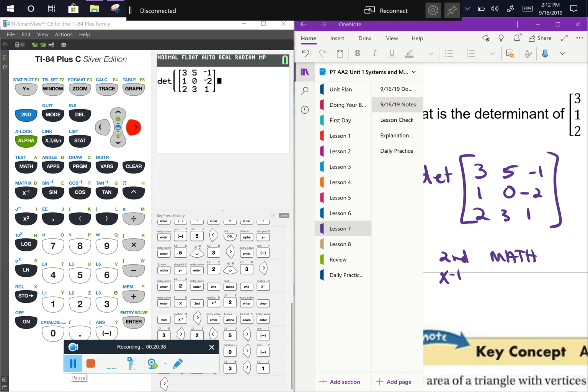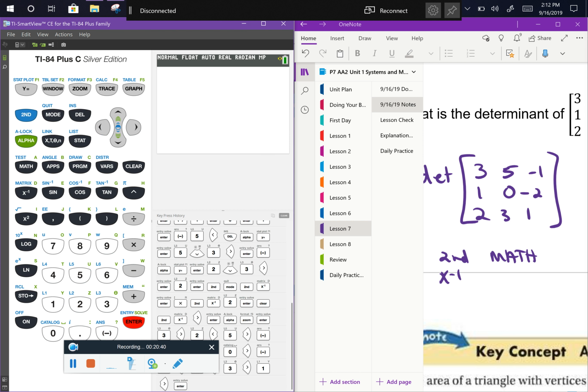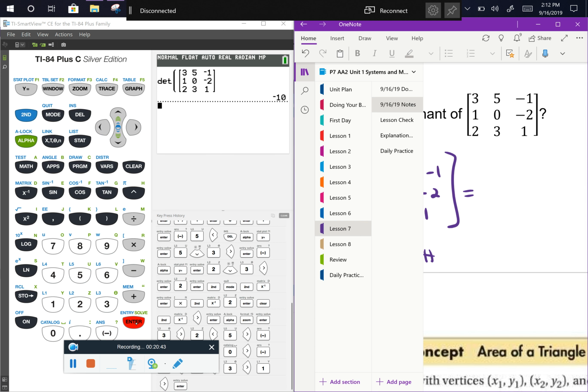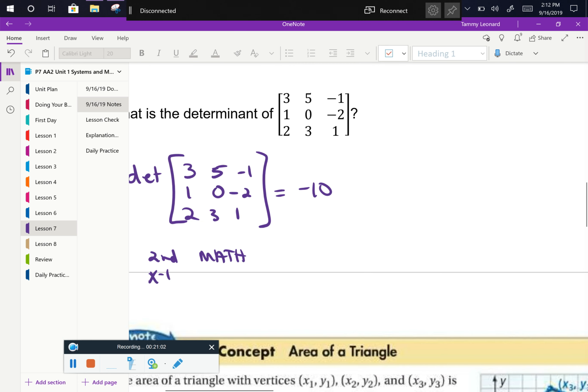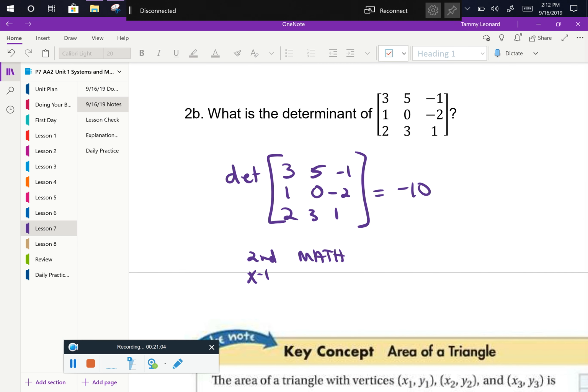Once you have the whole matrix in there, you can push enter, and it will calculate the score for you. Does this matrix have an inverse? It does, right? Negative 10 is not 0, so this matrix does have an inverse. All right, any questions about the how of how we calculate a determinant, or the what of what it tells us?